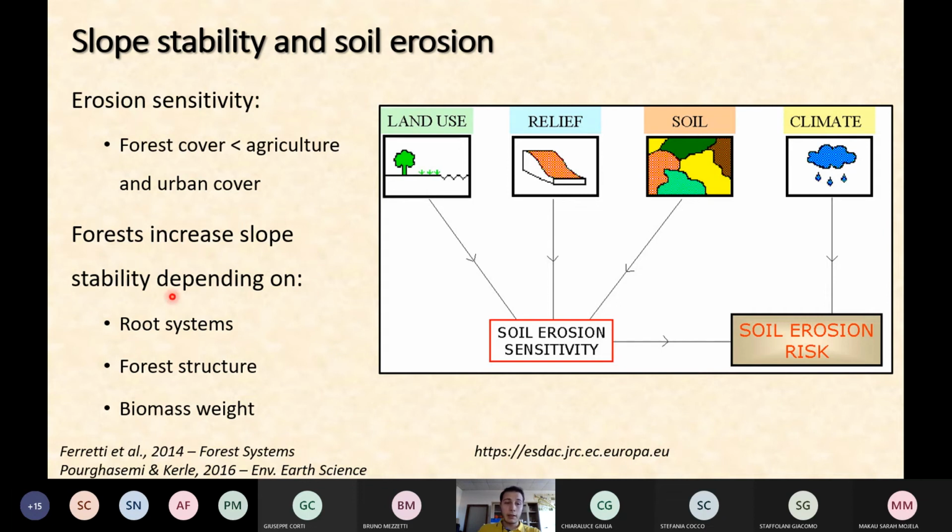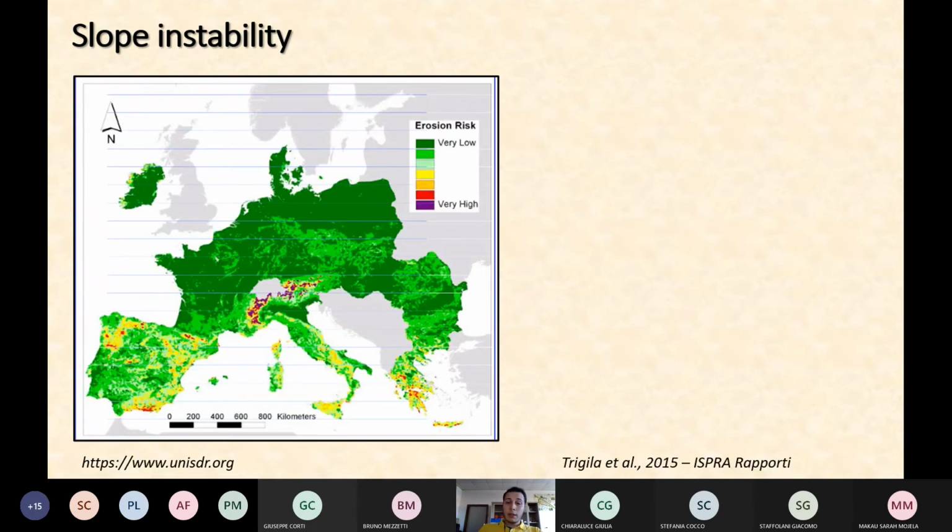While in the majority of cases the forest increases the slope stability, we can have some effects due to the root systems of the species that constitute the forest structure, and the biomass weight that can sometimes create the possibility of shallow landslides, due to the superficial root system of a determined species, and also by the biomass weight of the population of the stand that is present in the area.